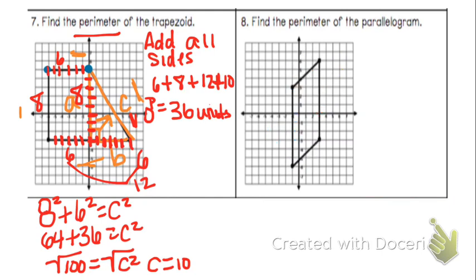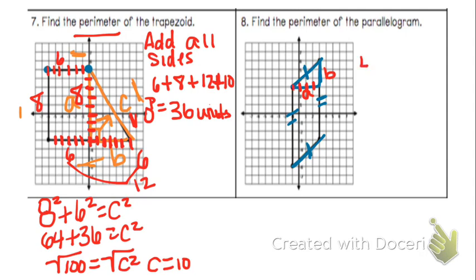Okay, so number 8 says find the perimeter of the parallelogram. If you see that this has 2 diagonal sides, these 2 diagonal sides are the same, and these 2 sides are also the same. In order to find this, I need to use the Pythagorean theorem. So I'm going to count my units, and I'm going to say that this is side A and this is side B. So this is 1, 2, 3, 4.